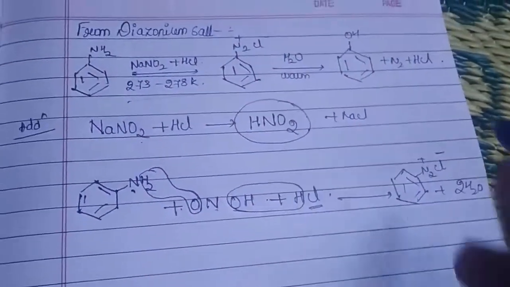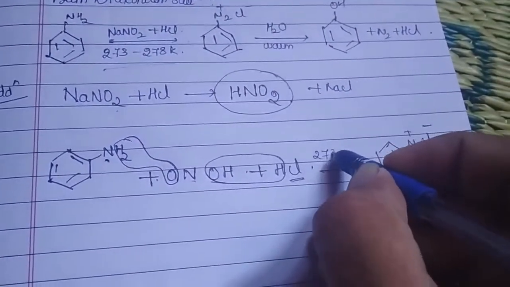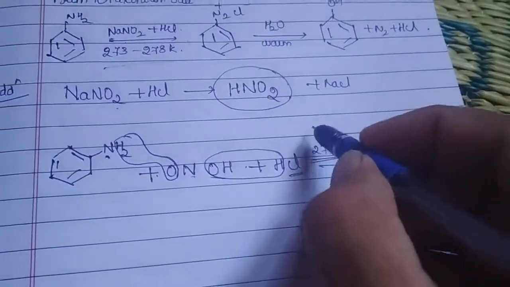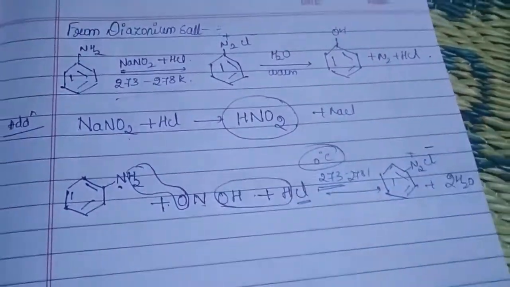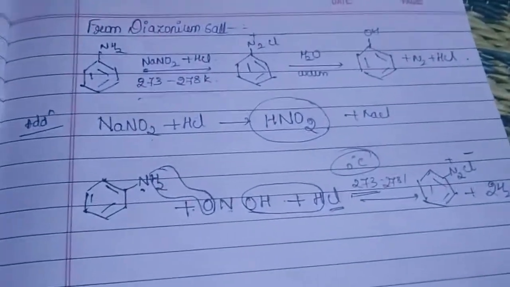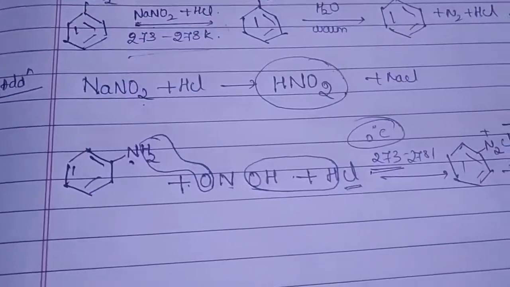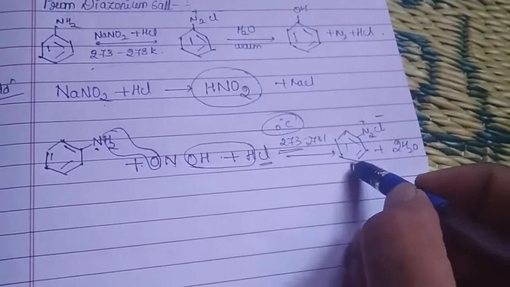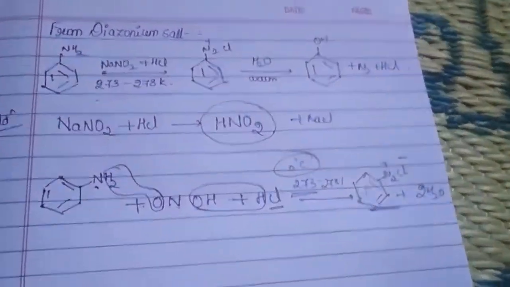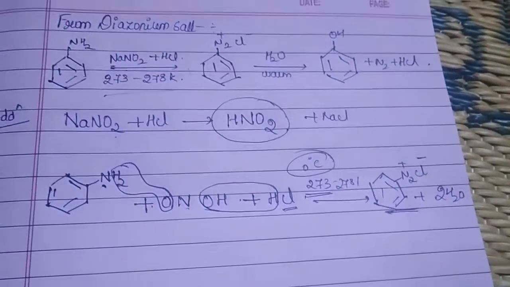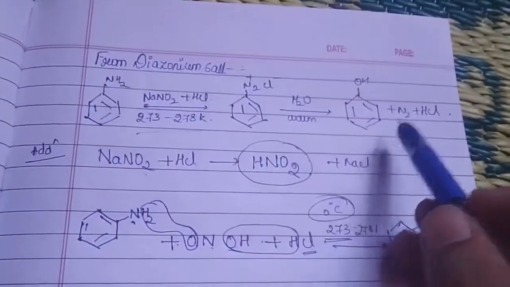So this is also taking place at a temperature range of how much? 273 to 278 Kelvin. Nearly 273 Kelvin is 0 degrees Celsius. Can you see? At a very low temperature, nearing the freezing point, we carry out these reactions. So this is how we can prepare our benzene diazonium chloride. Once you got this benzene diazonium chloride, as I have mentioned, you can easily hydrolyze it and you will be getting our phenol.